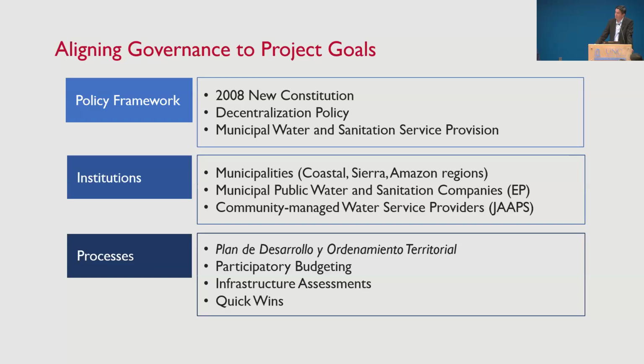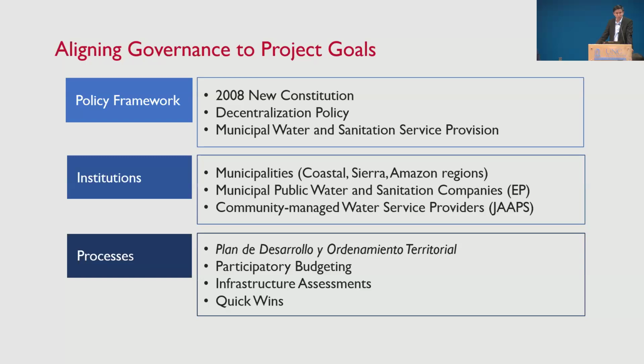So as you can see, we are working in 3 different regions, geographical regions. We are working with 3 kinds of different water and sanitation providers. And also we are working with 3 different sizes of municipalities. As I said before, we work with municipalities that are considered medium-sized, 300,000 inhabitants in their municipalities. These municipalities have their own public companies to provide the service.